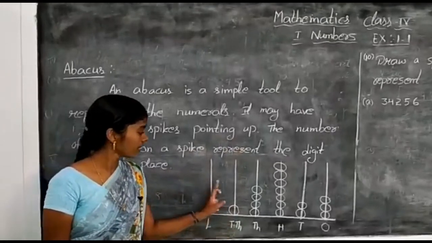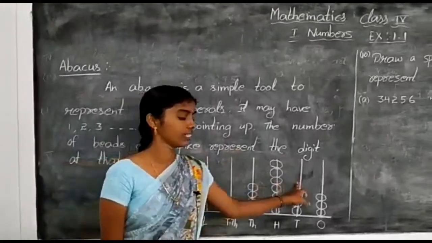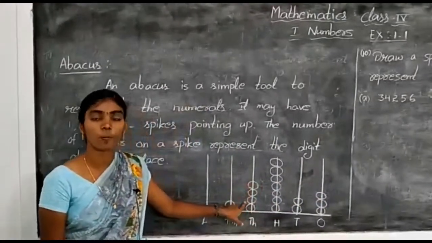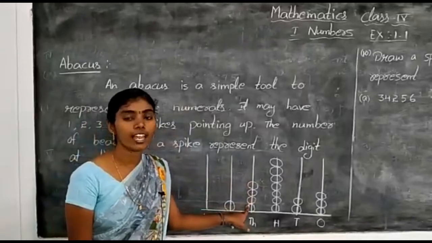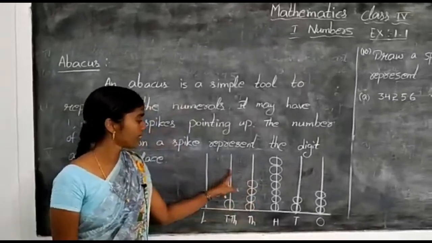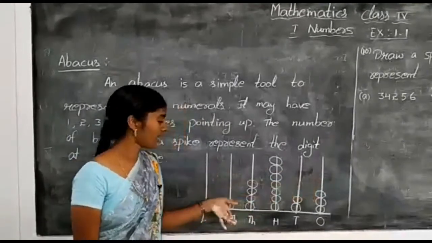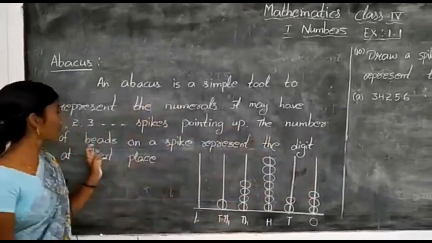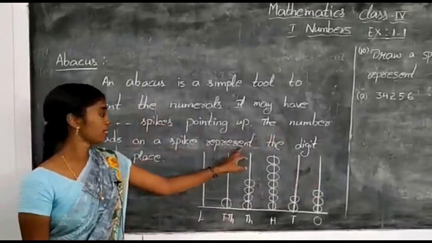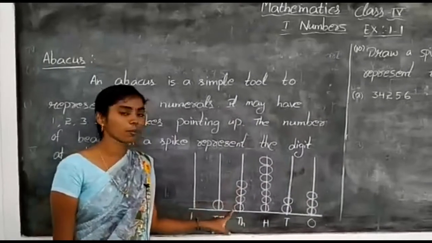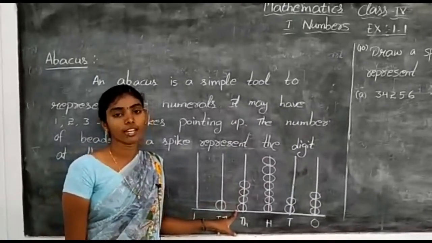Here, these are the spikes, and these round balls, we have to call them beads. What are these? These are the beads, and these lines are spikes. Spikes are pointing up. Next, the number of beads on a spike represents the digit of that place. And with these beads we have to represent the place values of the numbers.